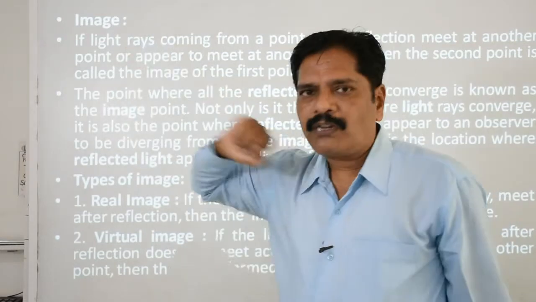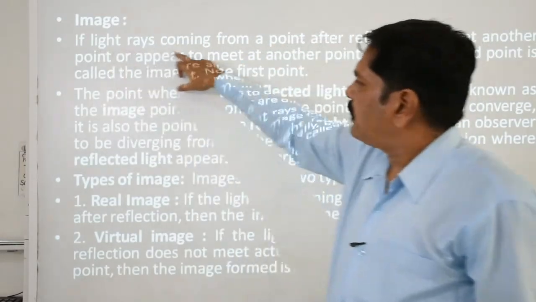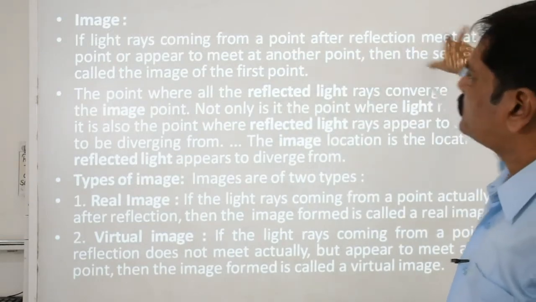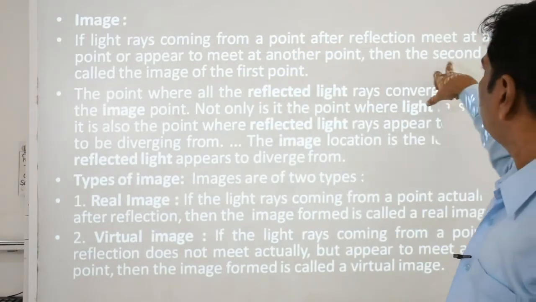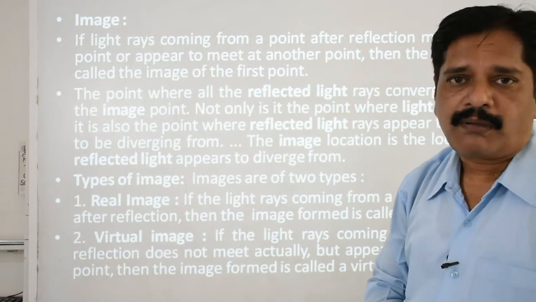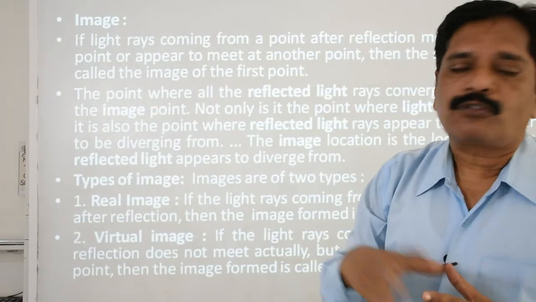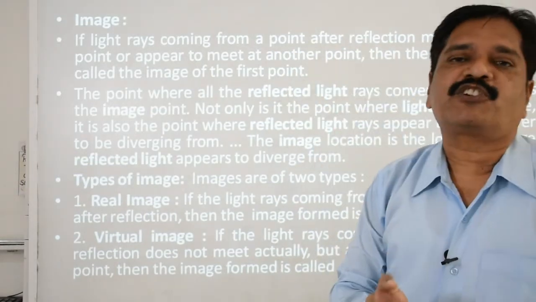So first of all, what is the image? If light rays coming from a point, after reflection, meet at another point or appear to meet at another point, then the second point is called the image of the first point. Remember, what is the basic fact? The light ray comes not from the source of light, but from where? The point of reflection.